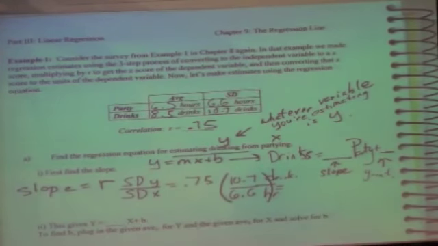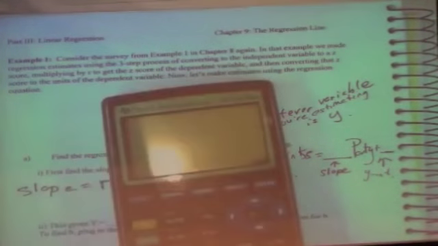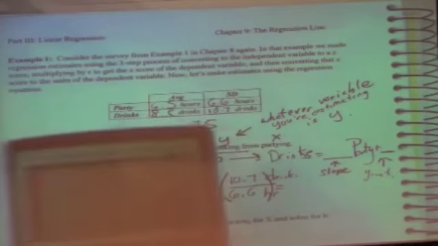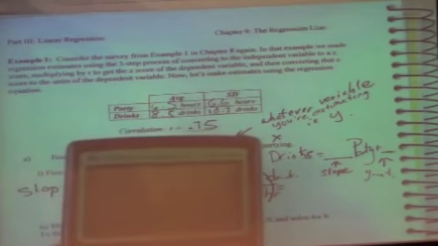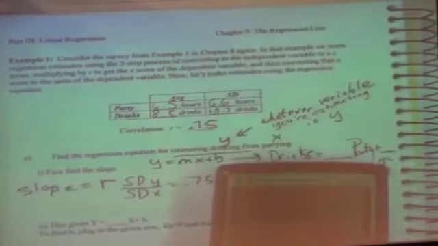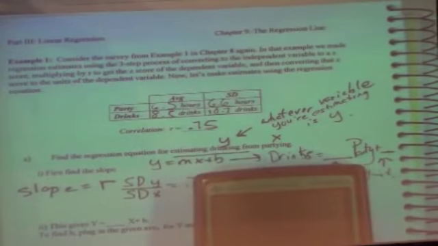So let's do that on our calculator. And what do we get? We get 0.75 times, I hate this glare, 0.75 times what?